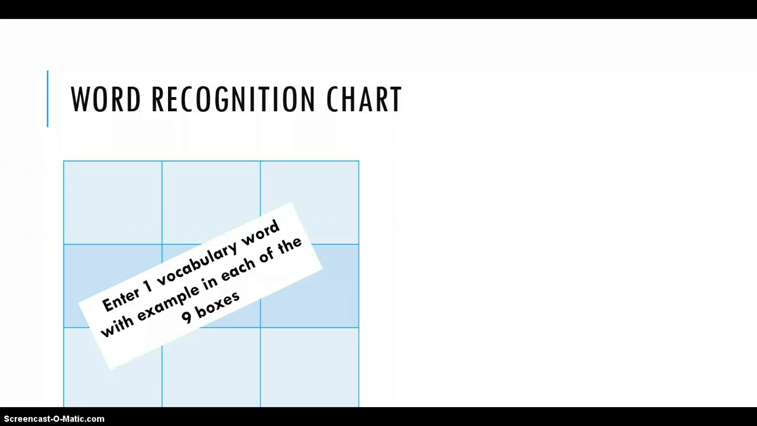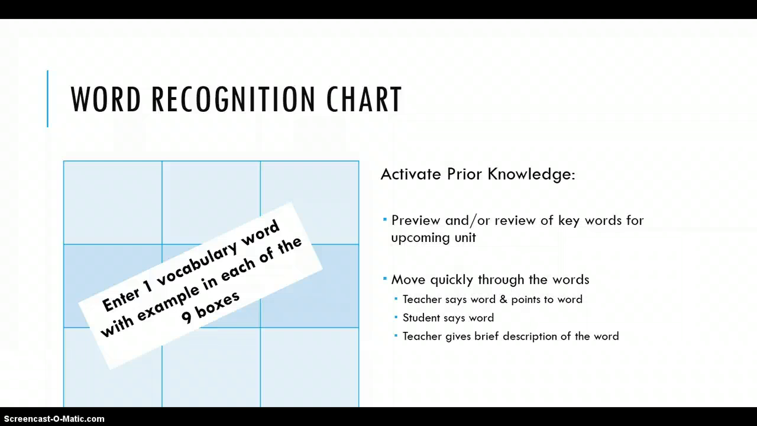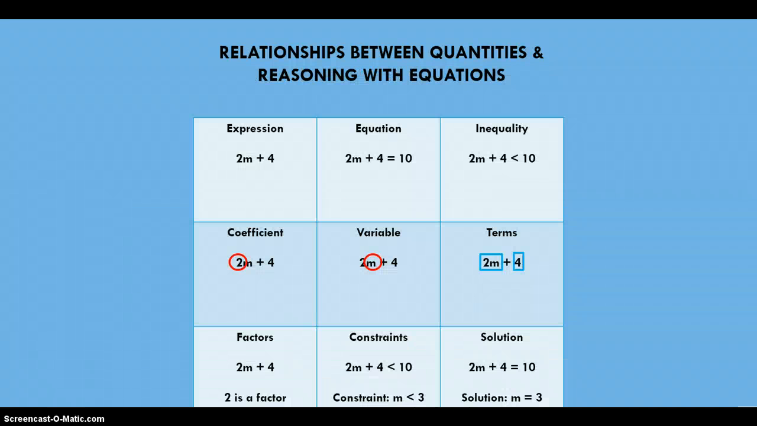And at the beginning of class, at the beginning of a unit, I'm going to move quickly through the words by following these steps. So first, I'm going to say the word and point to the word. The students will then repeat the word, and then I will give a brief description. So let's look at a math example.